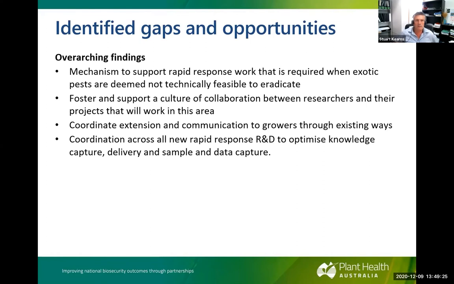There's a number of other activities that are probably more general, and that stems from the fact that we don't have a mechanism to support rapid response work that is required when exotic pests are deemed not technically feasible to eradicate. So if we get something in the future very similar to Fall Armyworm, we could run into the same problems and the same issues and the same communication challenges and barriers again.